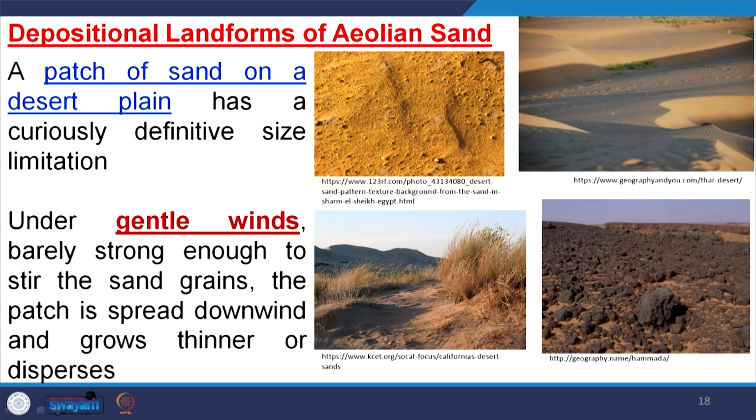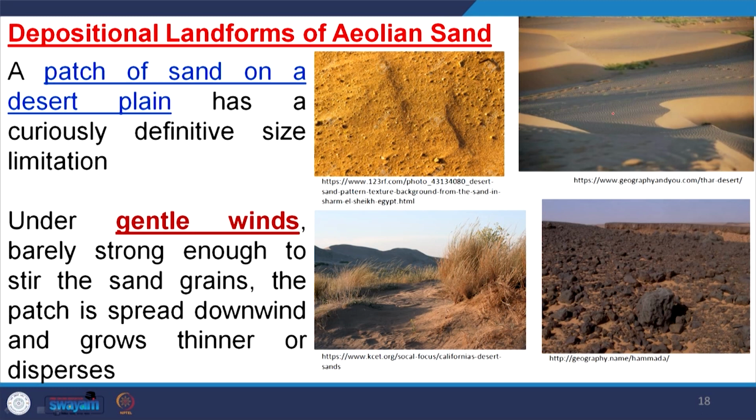So, a patch of sand on a desert plain has a curiously definitive size limitation. Under gentle winds barely strong enough to stir the sand grains, the patch is spread downwind and grows thinner and dispersed. Now suppose, as we know, we have three types of surfaces: one is bare rock or hamada, another is sandy surface, that is erg, and the pebbly, bouldery surface, that is called reg. So, now we allow the wind to blow.